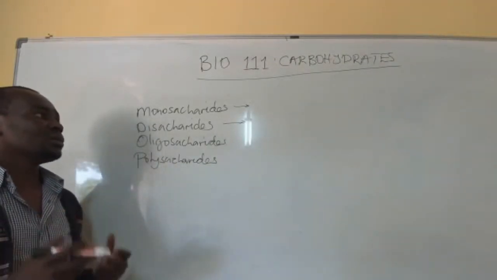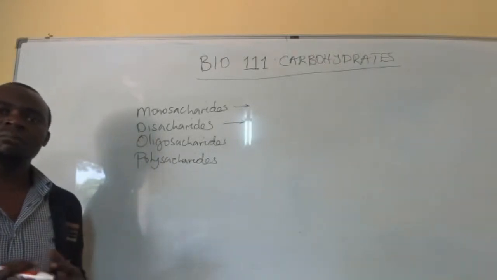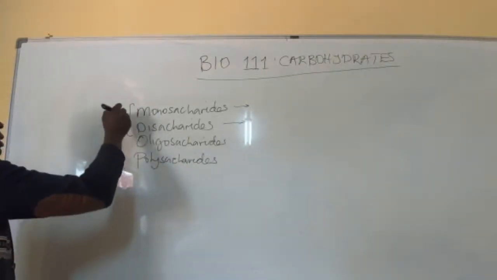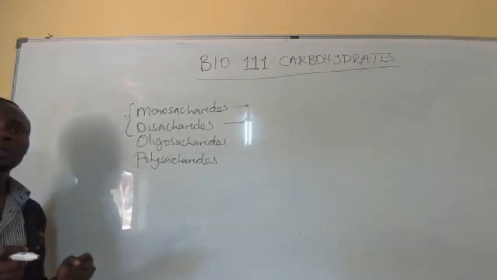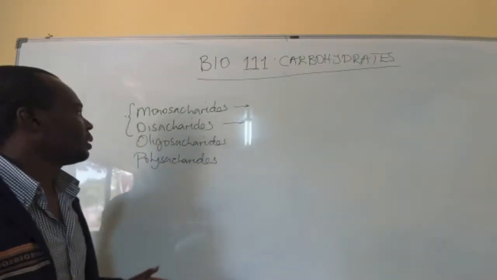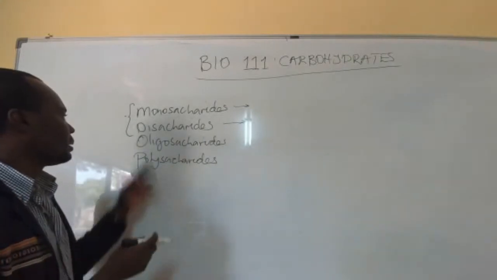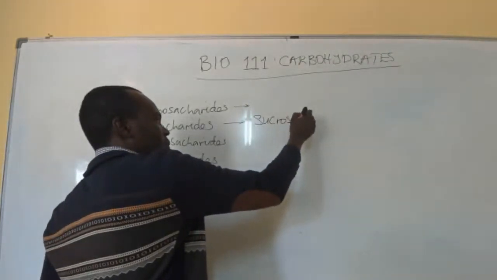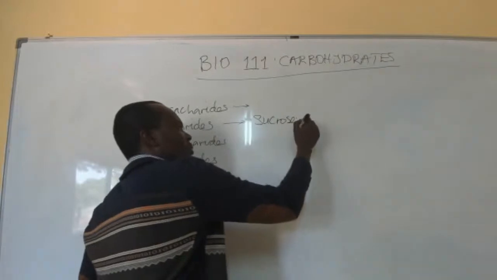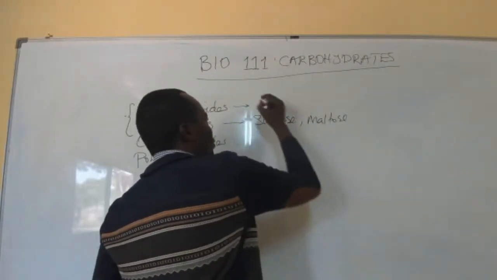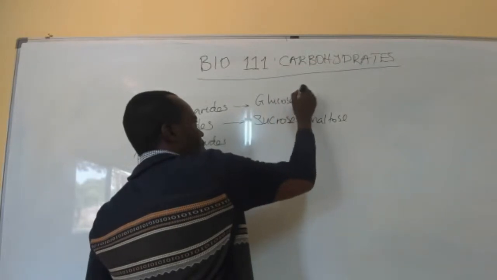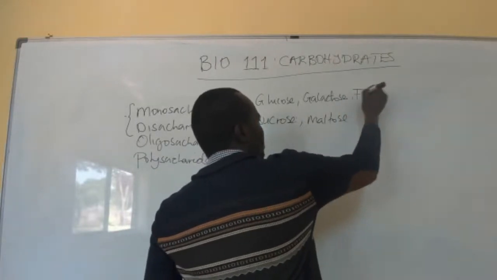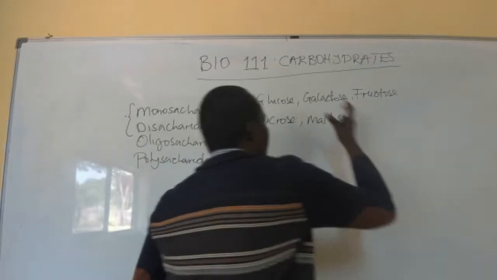Disaccharides, on the other hand, are different from monosaccharides. Disaccharides are sugars that are made up of 2 monosaccharides. When 2 monosaccharides are joined together through a condensation reaction where water is given out, we call that a disaccharide. Some common examples are sucrose and maltose. On monosaccharides we said glucose, galactose, and also fructose.